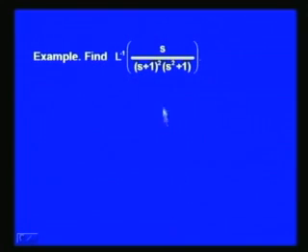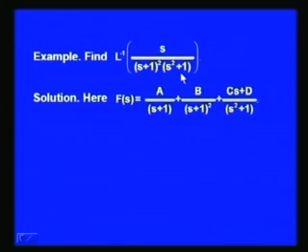Next, we find the inverse Laplace transform of s over s plus 1 whole square into s square plus 1. So, let us denote by f s, s over s plus 1 whole square into s square plus 1. When we break f s into its partial fractions, we write it as a over s plus 1 plus b over s plus 1 whole square plus c s plus d over s square plus 1.